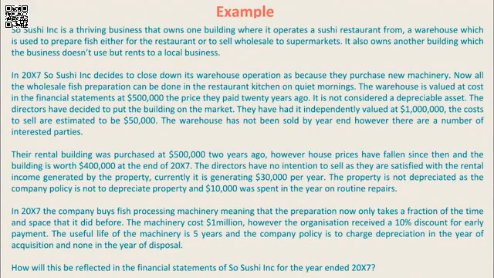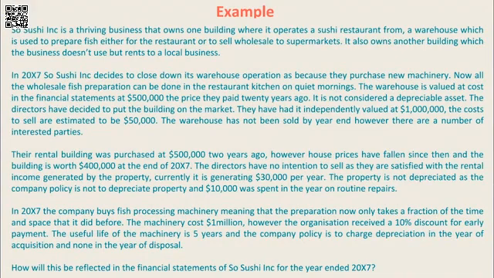The directors have decided to put the building on the market and they've had it independently valued at $1 million. The costs to sell are estimated at $50,000. The warehouse has not been sold by year end, however, and there are a number of interested parties.